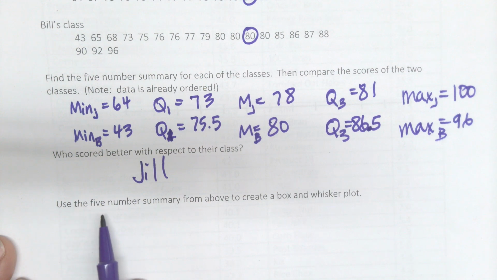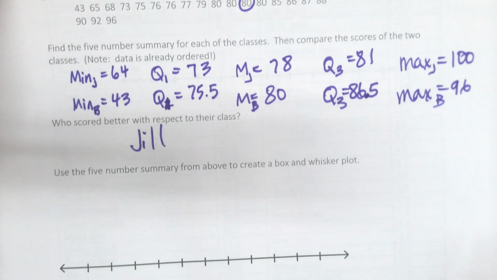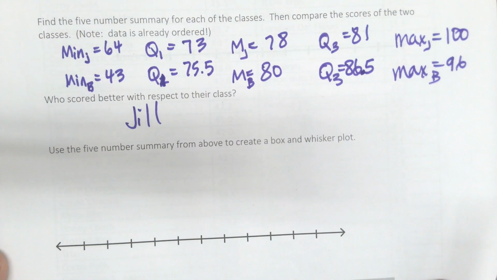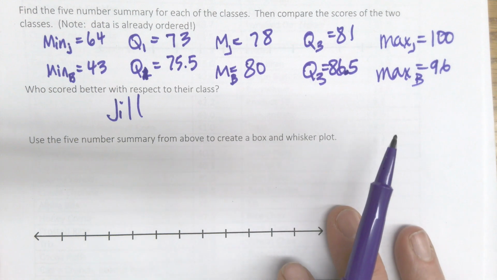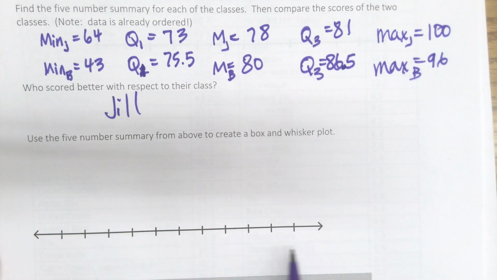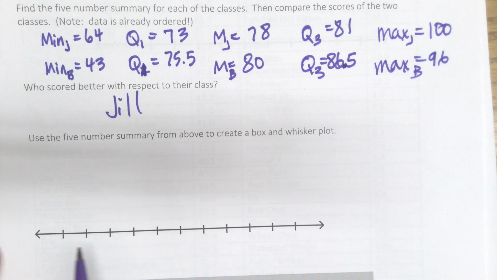And so we're going to use the 5-number summary to create a box and whisker plot. We'll create a box and whisker plot for both of them. I'll just stack one on top of the other. I've got a number line down here, and I'm just going to go ahead and number my number line.